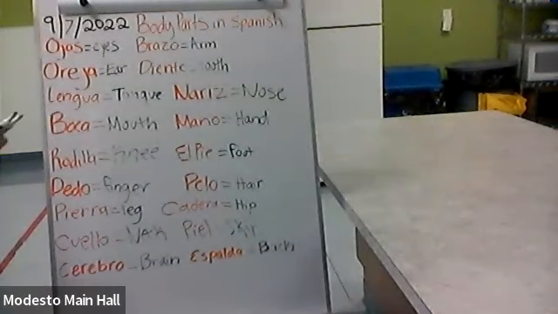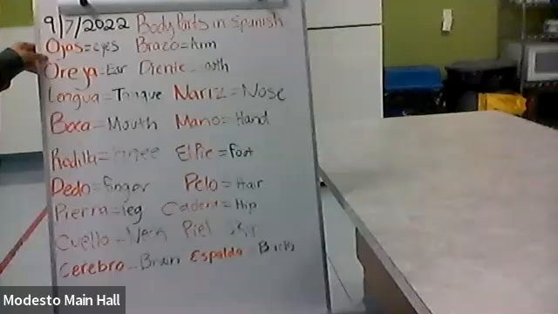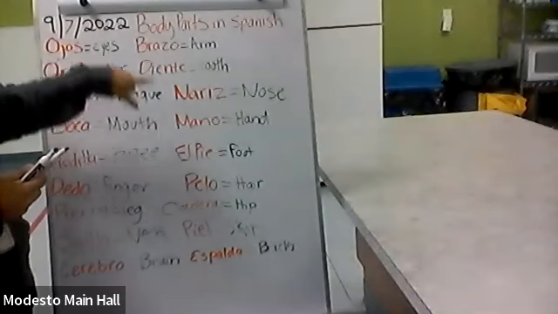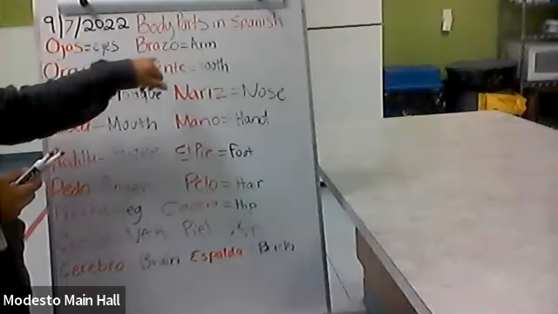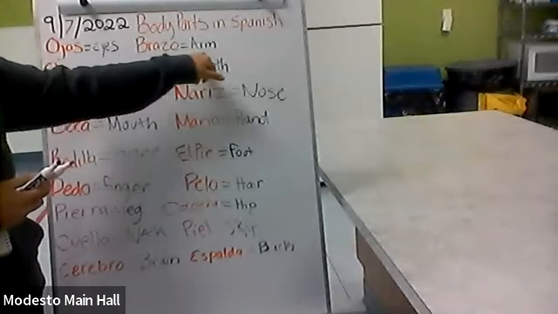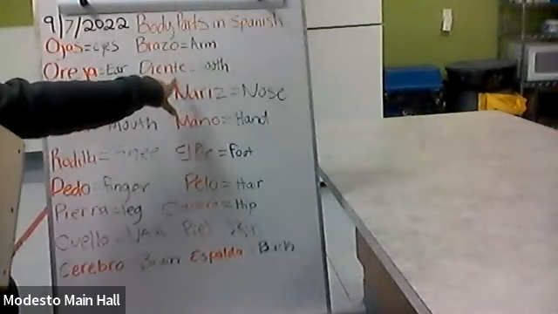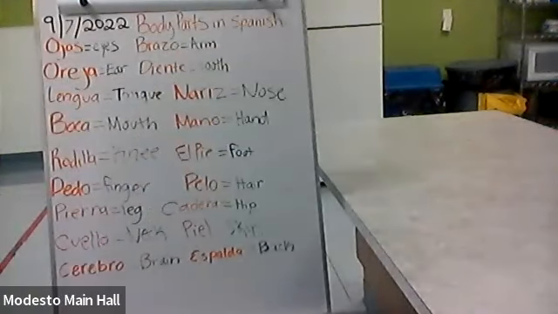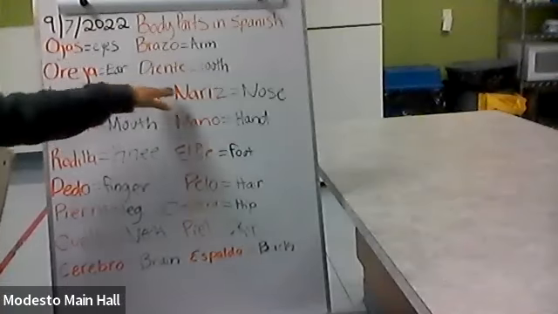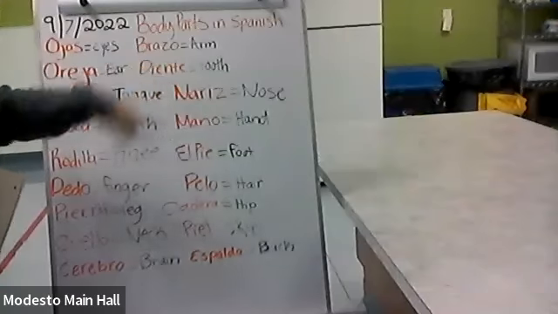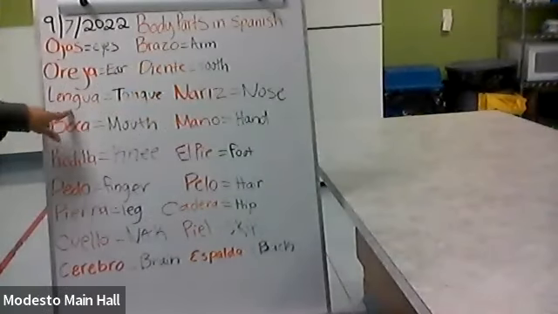So we're going to repeat these again. Ojos. Ojo translates to eyes. Next we have brazo, which translates to arm. Next we have oreja, which is ear. Can you guys repeat oreja? Oreja. Good job. Next we have diente, which translates to tooth. Or if you want to say your teeth, it would be dientes. You would just add an S. Dientes. Good job. Lengua, which is tongue.